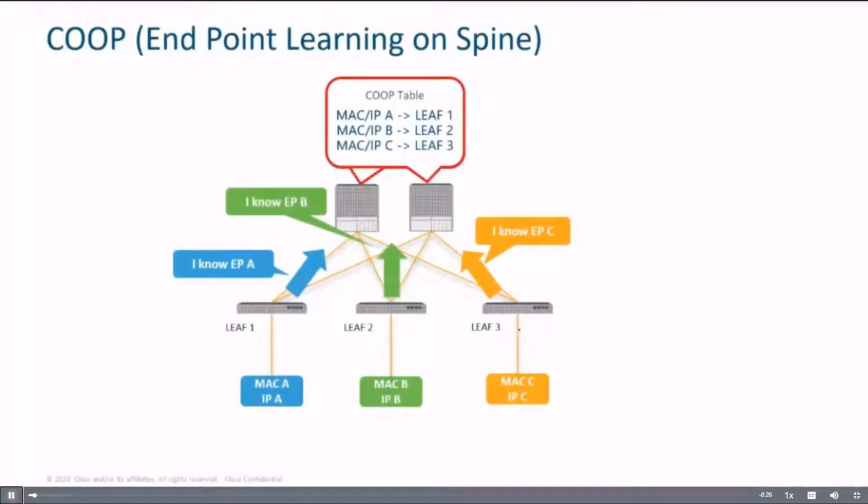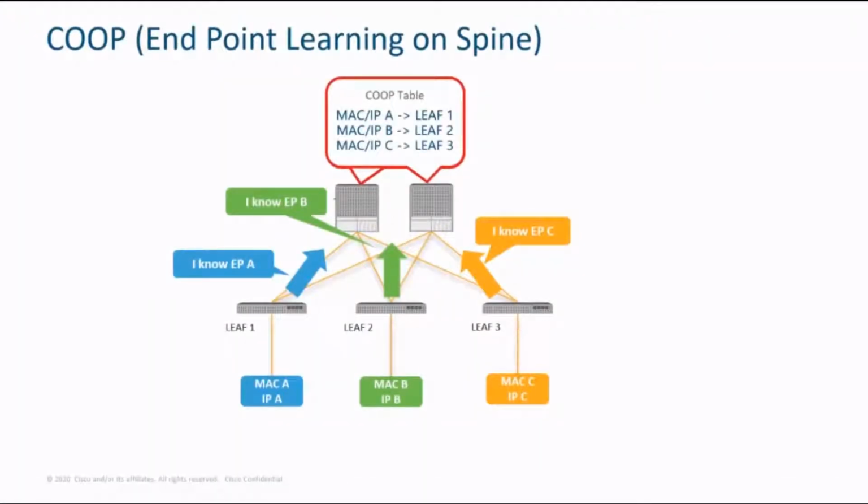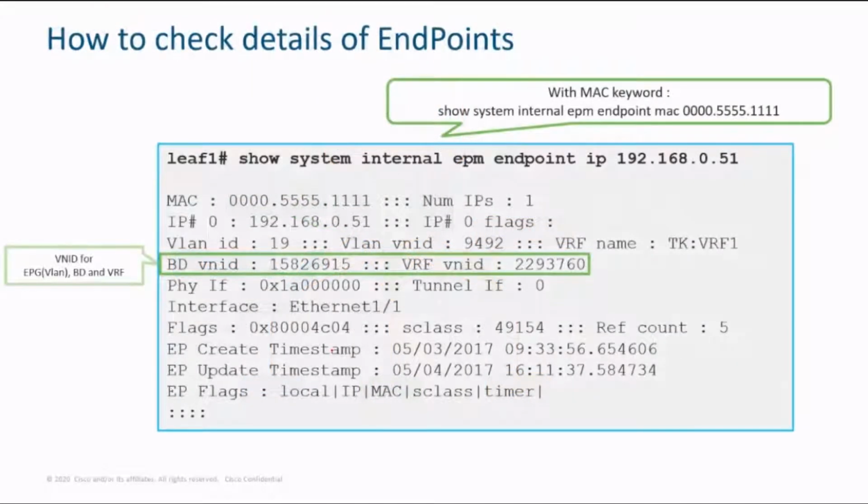So leaves learn a MAC and/or IP, and they tell the spines. So these spines should know about all these endpoints and which leaf or leaves they are behind. Now, over the next few slides, we're going to look into the COOP database on the spines.